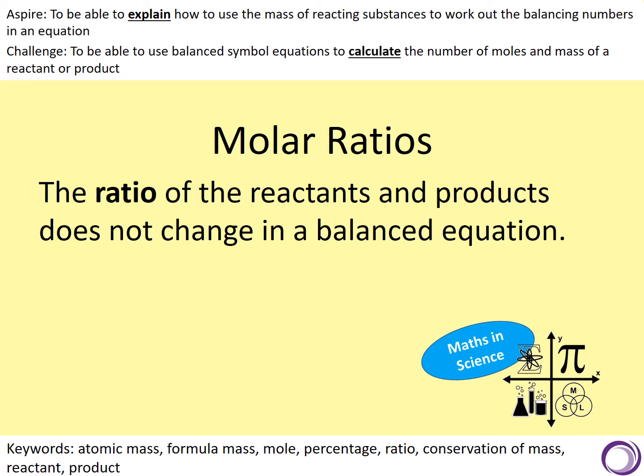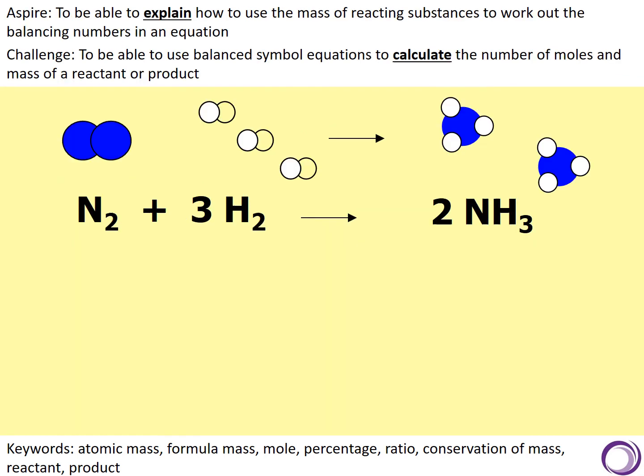So when we look at molar ratios, the ratios of the reactants and the products do not change in a balanced equation. So for example, this very simple equation shows that nitrogen will react with hydrogen and produce a gas called ammonia. So 1 nitrogen molecule reacts with 3 hydrogen molecules and will produce 2 ammonia molecules. If we had 12 nitrogen molecules, then we would simply times the number of hydrogen molecules also by 12, so that would give us 36, and we times the number of ammonia molecules by 12, which would give us 24.